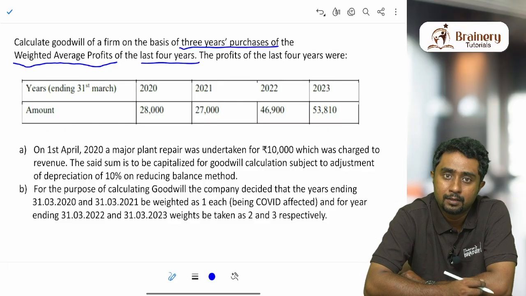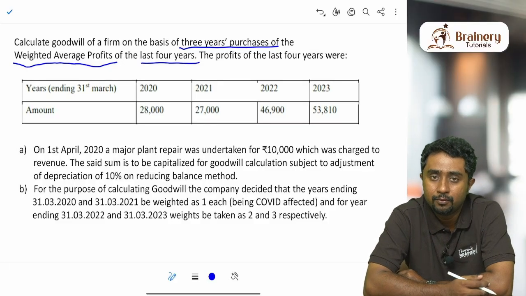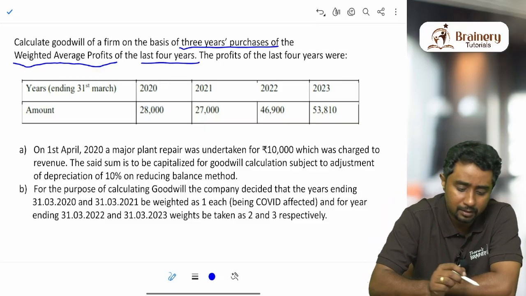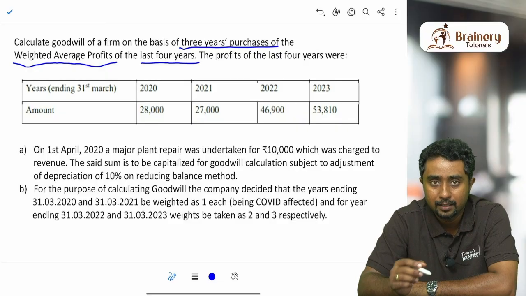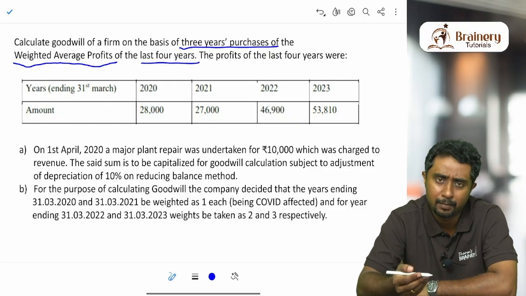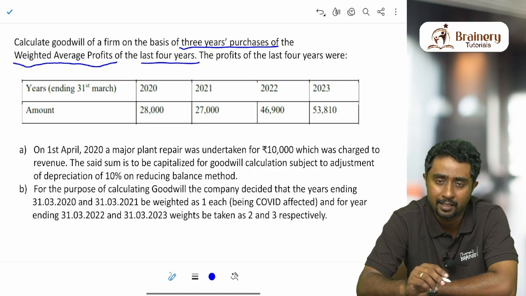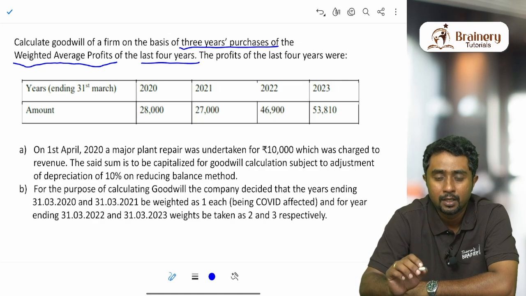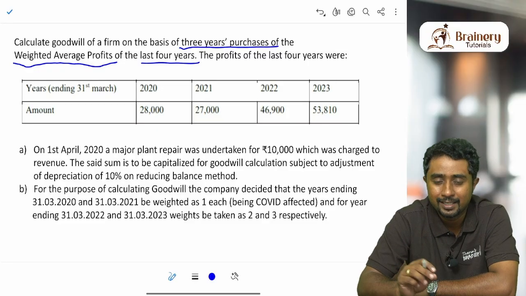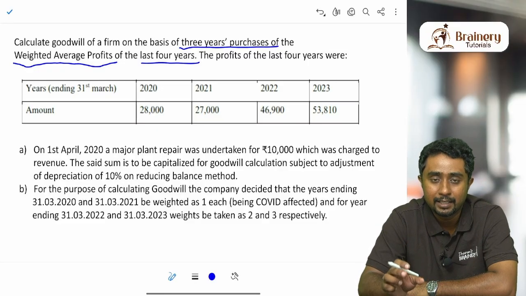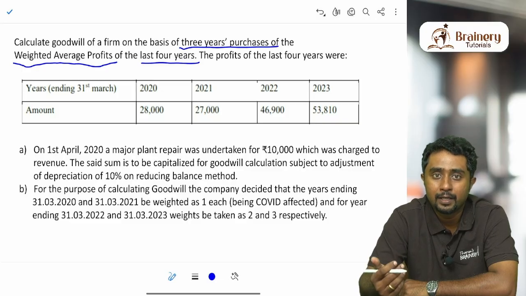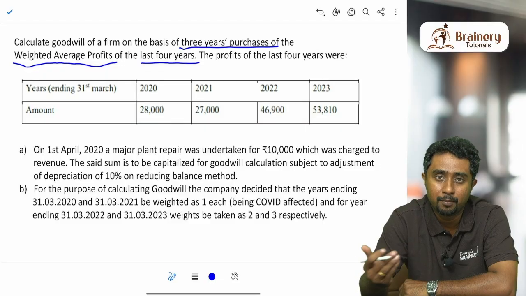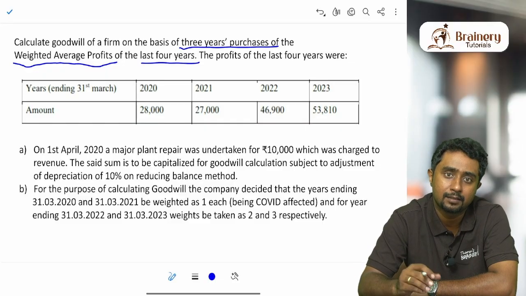What is the weighted average profit method? In order to calculate goodwill, first we need to calculate the weighted average profit. How to calculate it? Some years and some profits will be given, and some rankings will be given. It may be given in the question, or you may have to put some random rankings like 1, 2, 3, 4, and you multiply each year's profit with the respective rank. Then you get a product, which is basically known as weighted profit. You sum up the weighted profits to get the total weighted profit, and divide it by the total number of weights. Weight is basically the ranks that you are giving.